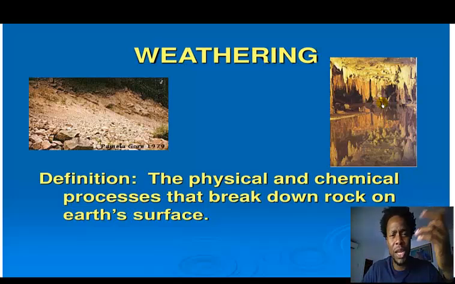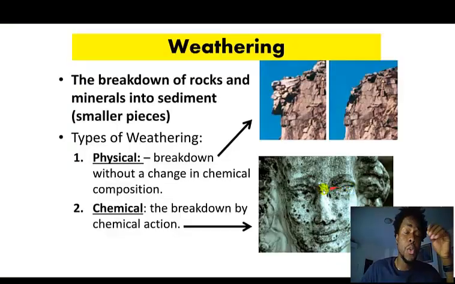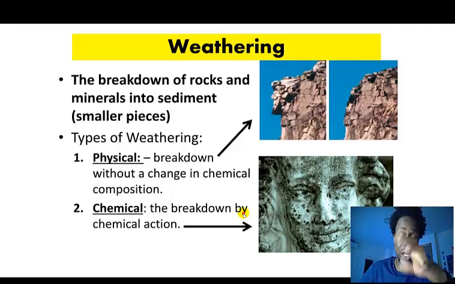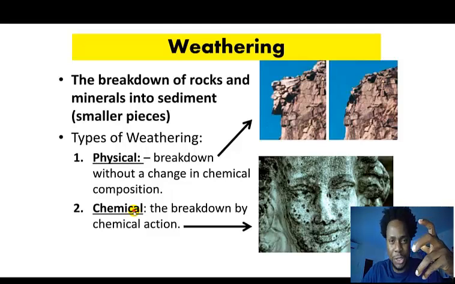Now, this can happen either physically or chemically. So weathering is of two kinds. You have the physical weathering as well as the chemical weathering. Physical weathering is when rock breaks down into smaller pieces without change in their chemical composition. Chemical weathering, on the other hand, is when the rock breaks down into smaller pieces by chemical action or chemical reaction.